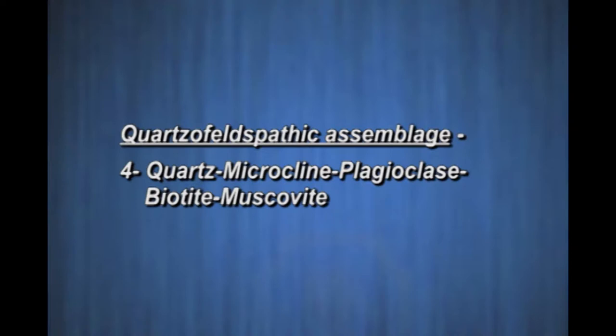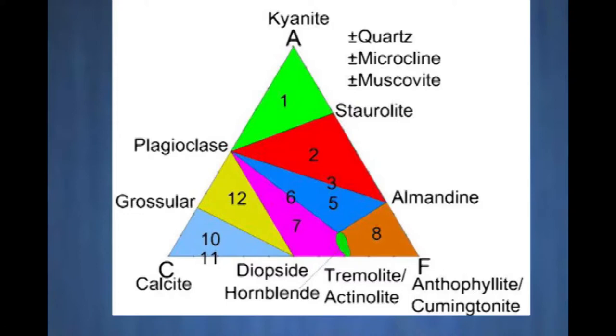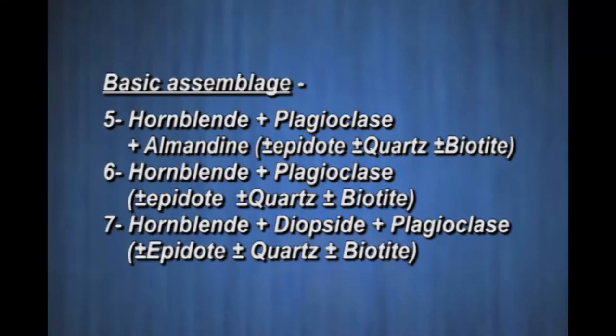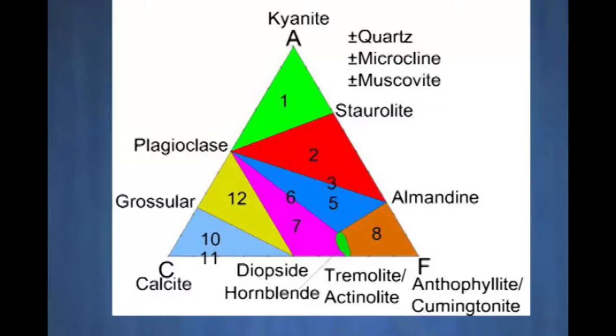Assemblage number 5: hornblende plus plagioclase plus almandine garnet plus or minus epidote plus or minus quartz plus or minus biotite. Assemblage 6: hornblende plus plagioclase plus or minus epidote plus or minus quartz plus or minus biotite. Assemblage 7 is hornblende plus diopside plus plagioclase plus or minus epidote plus or minus quartz.